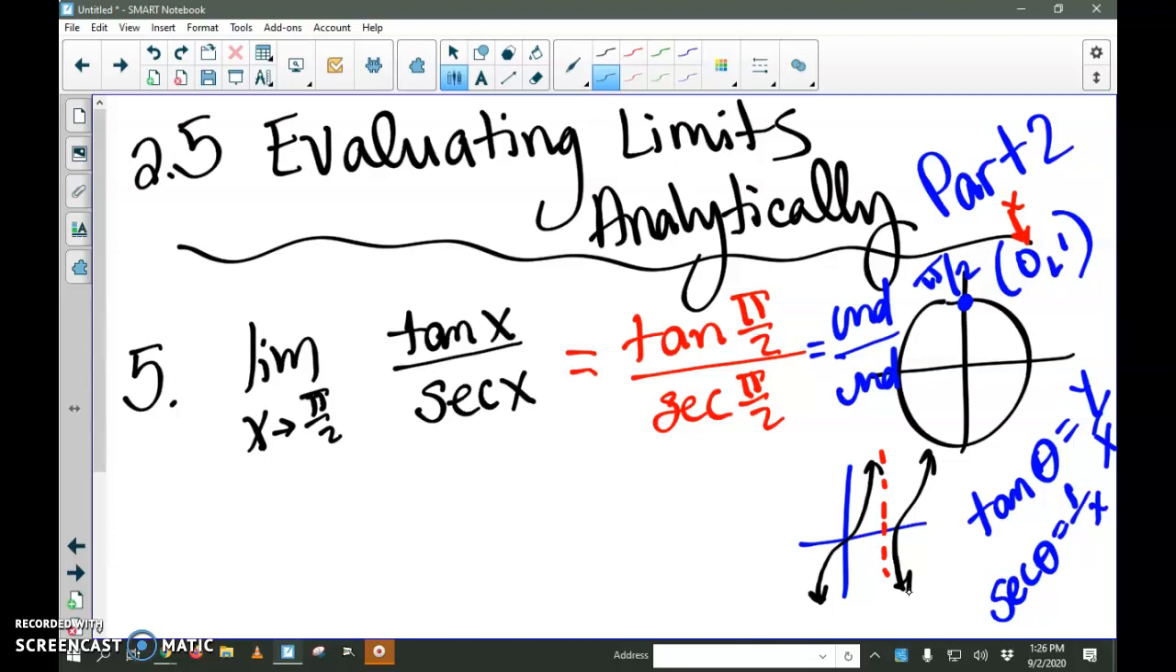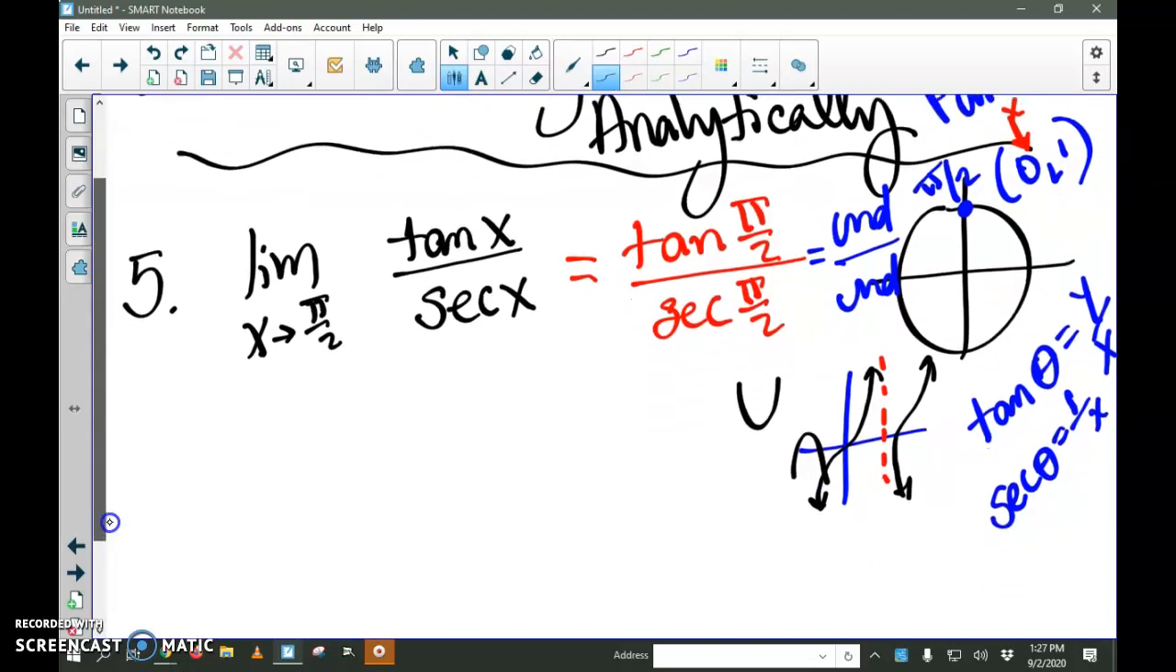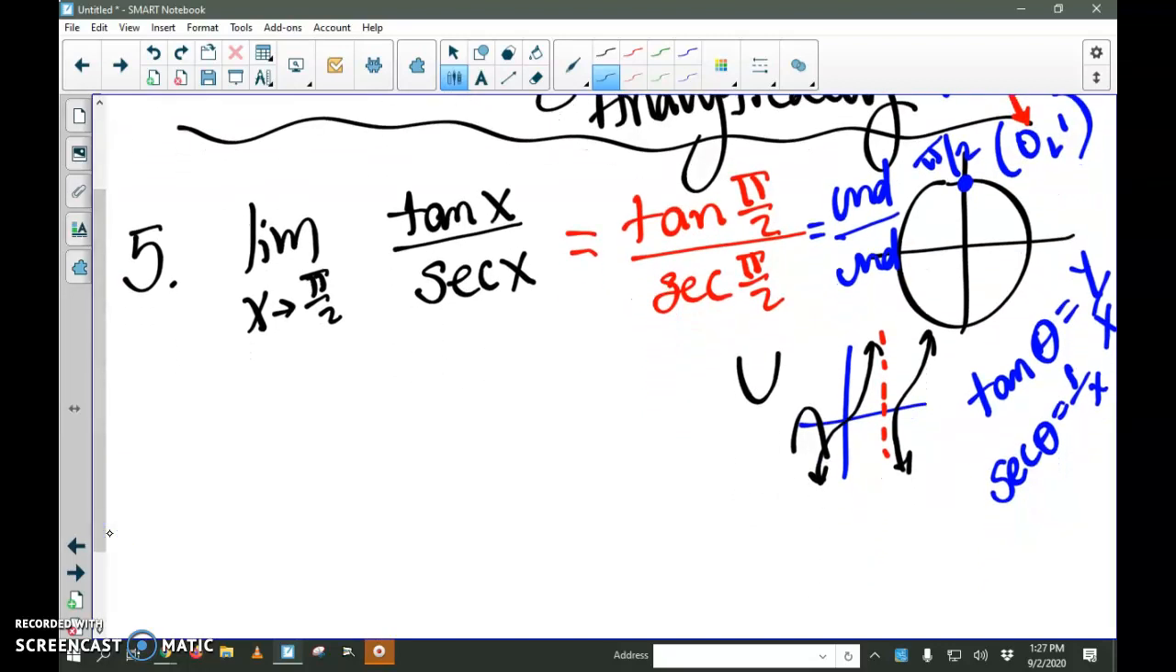Secant is going to be a similar graph. Secant also has a vertical asymptote at pi halves, and secant looks something like this, alternating parabolas almost, even though they're not parabolas. Okay. All this to be said is that I'm going to be indeterminate. This is indeterminate. I cannot determine what the limit is at this point. So what I have to do is some manipulation.